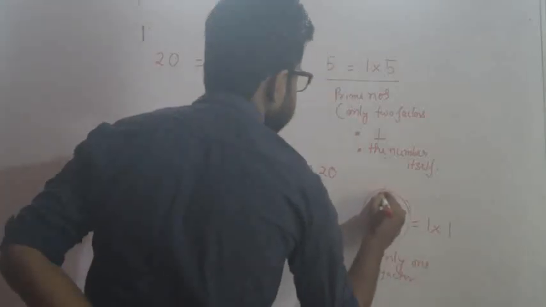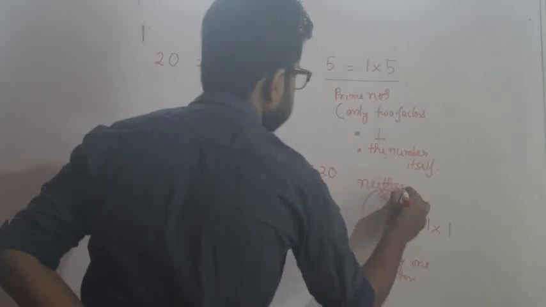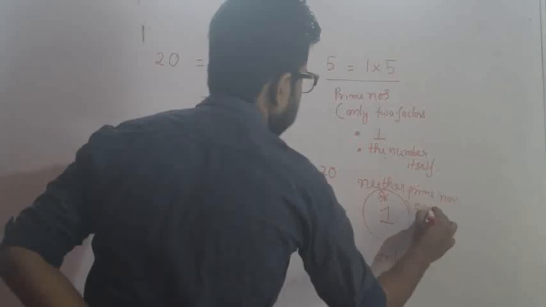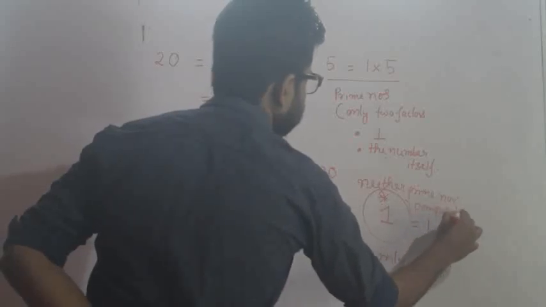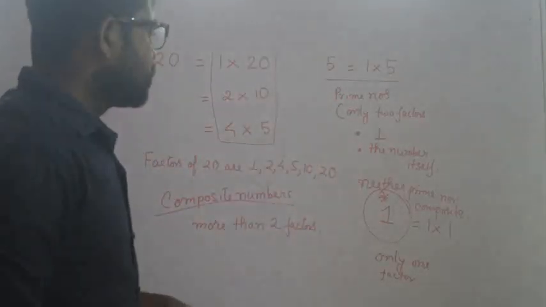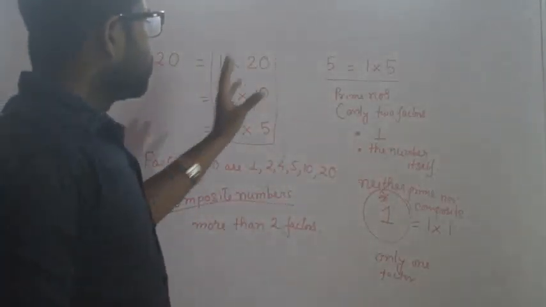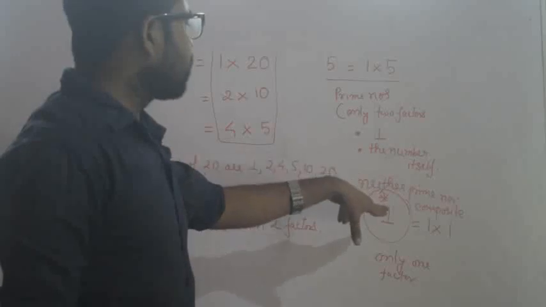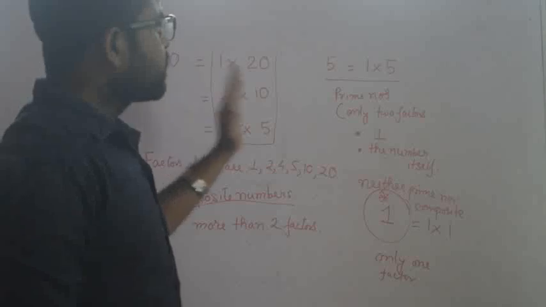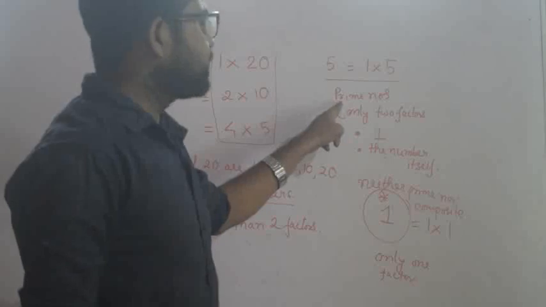So this number 1 is termed as neither prime nor composite. So 1 is considered as neither prime nor composite number. It is unique. 1 is always considered as unique. But those numbers which have more than two factors are called composite, and the numbers which have only two factors, 1 and the number itself, are termed as prime numbers.